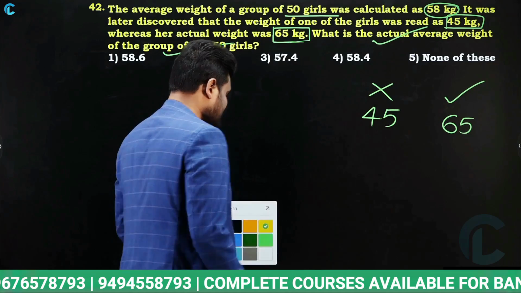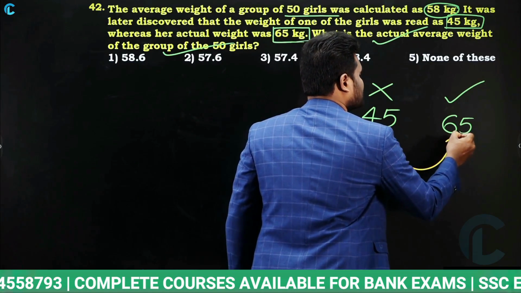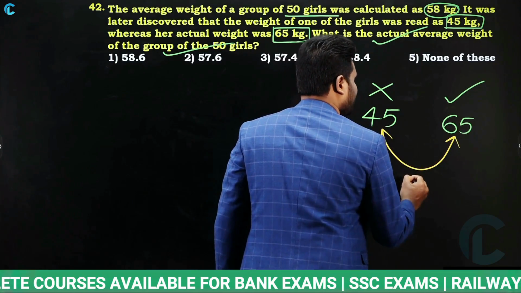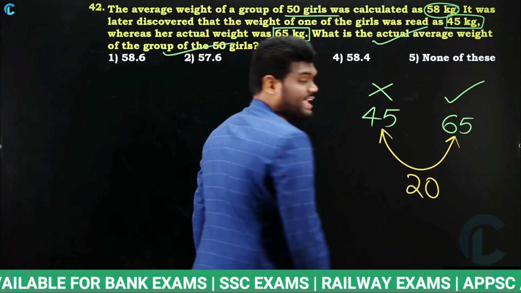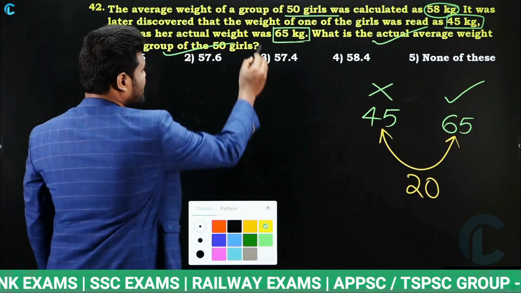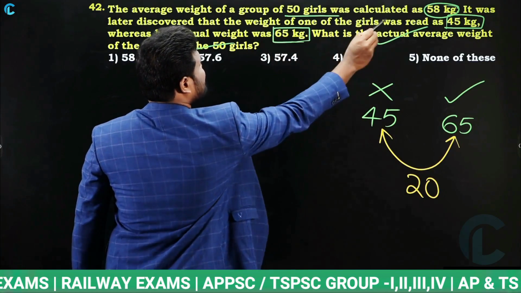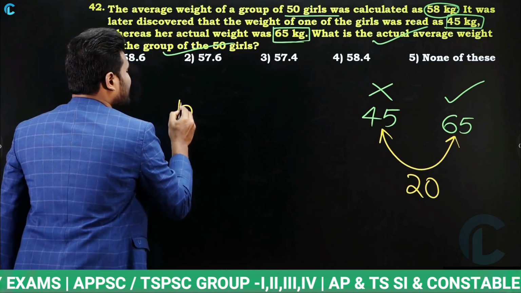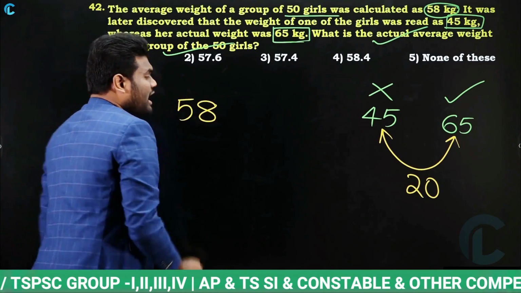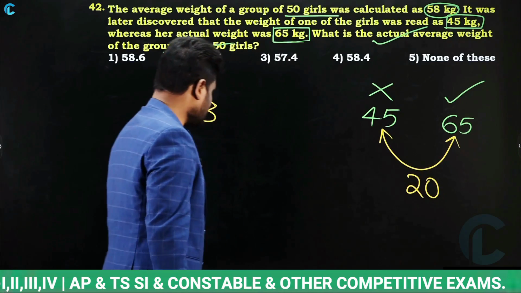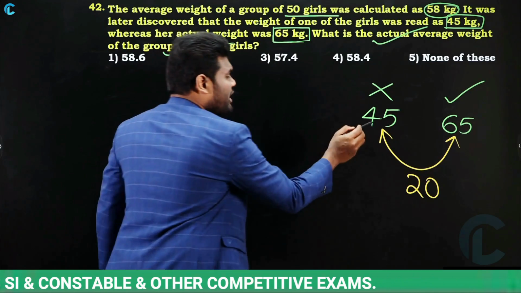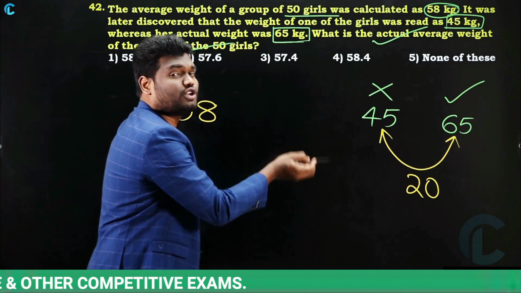Now what you need to do? Just take the difference. If you take the difference of 45 and 65, the difference is 20. Yes or no? Now, if you look at the question, 50 girls' average weight is 58. Now your difference is 20. As the difference is 20, you need to either add or subtract.